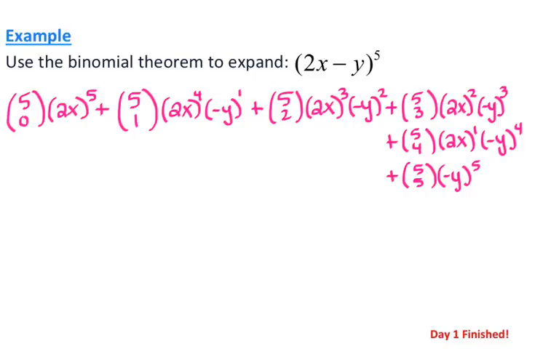So again, if you look at your exponents on your 2x, it was 5, 4, 3, 2, 1, and then no 2x at the end. And then for my negative y, I didn't have a negative y, and then my exponent went 1, 2, 3, 4, and 5. Okay, so let's start simplifying this.